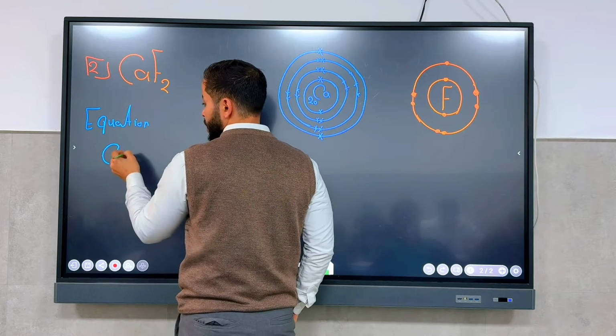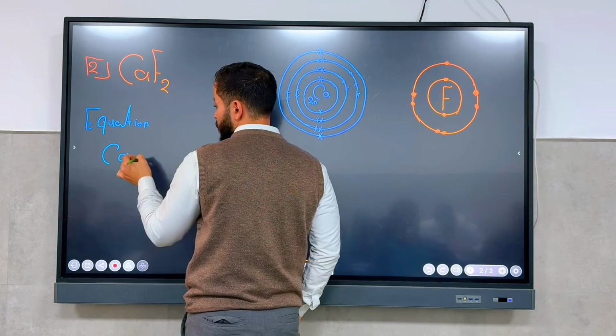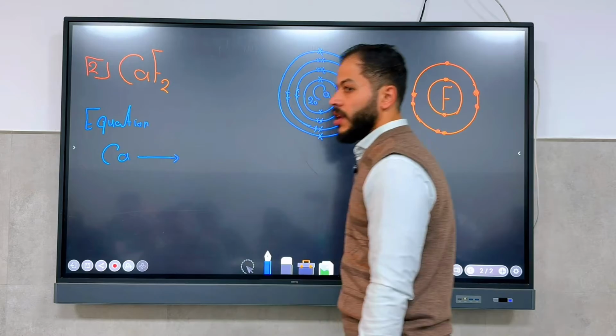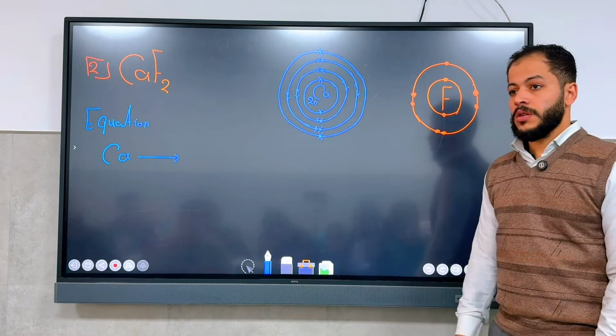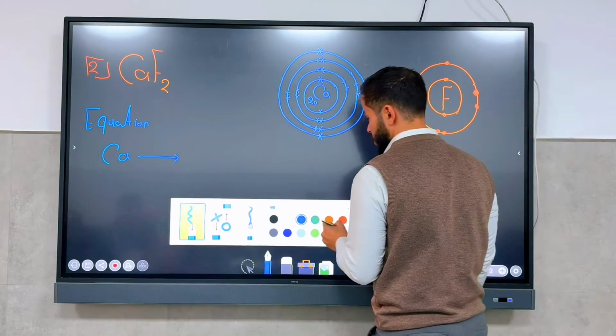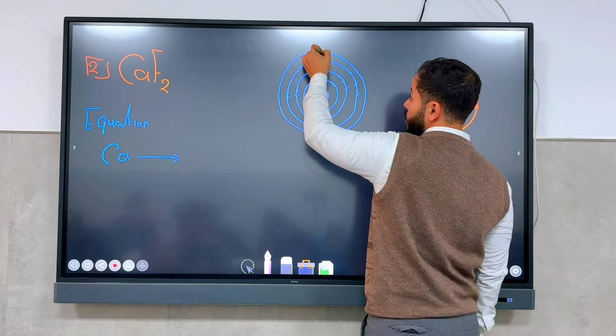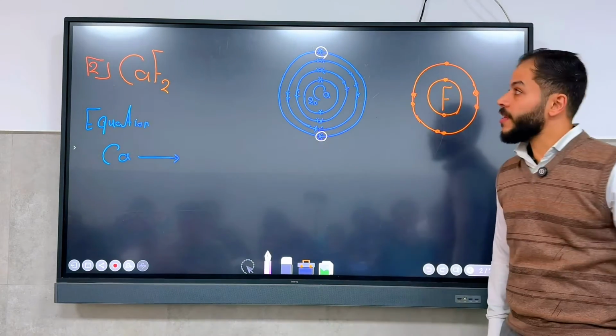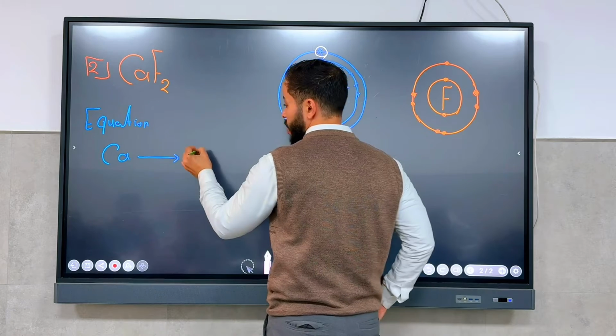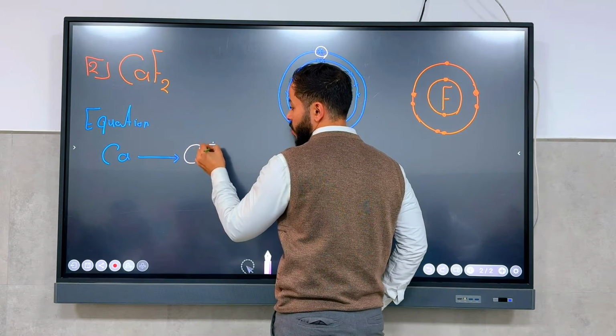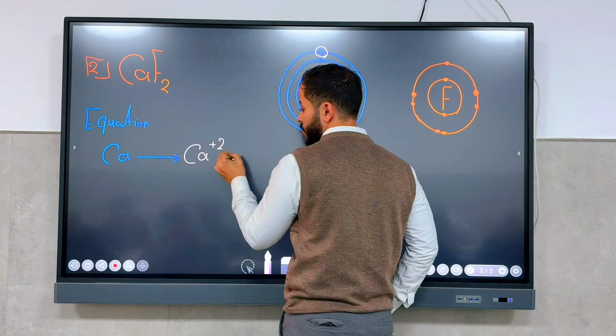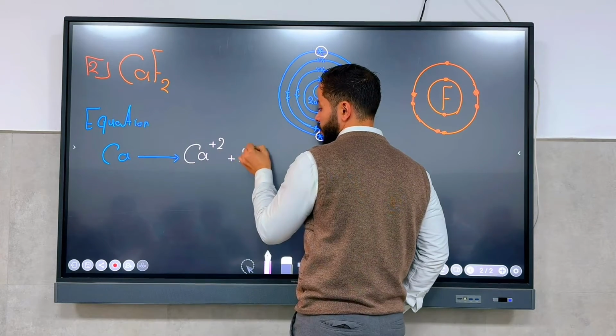The calcium is a metal in group 2. So the calcium is capable of losing how many electrons to reach the octet rule? 2. It will lose 2 electrons, right? You have 2 electrons in the outer energy level. So you could lose 2 electrons and convert it to Ca positive, how much? 2, a cation with a charge of positive 2, plus 2 electrons.